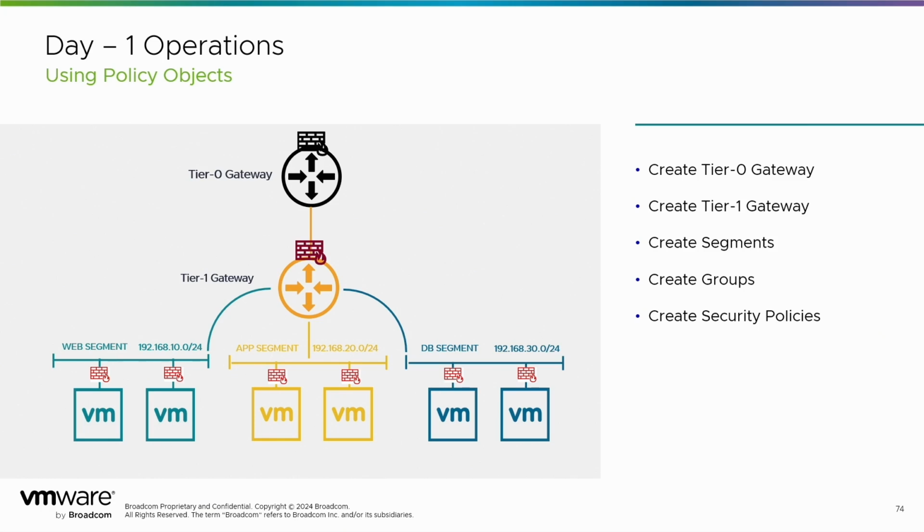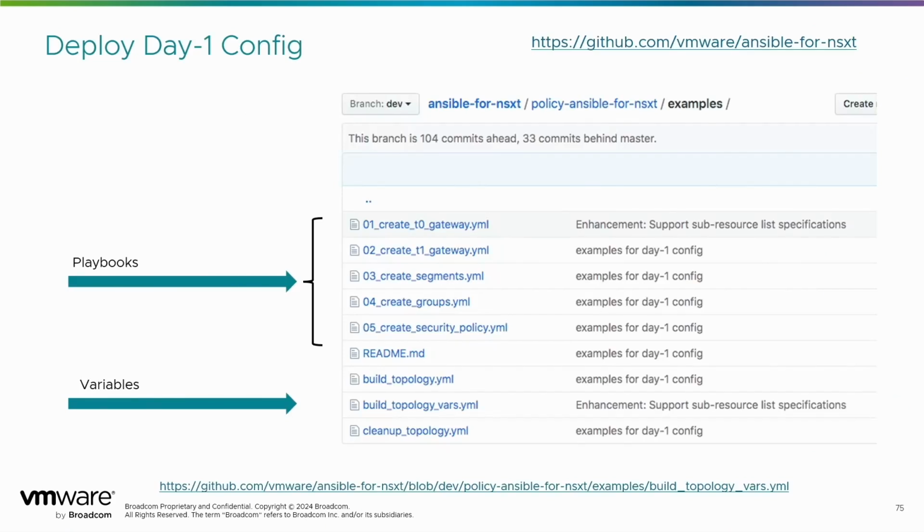So much like the Terraform workflow for day 1 operations, we can do the same thing with Ansible. We have the ability to create a tier 0 gateway, a tier 1 gateway. We can create segments, groups, and then finally security policy and rules. This example is also provided in the same GitHub, Ansible for NSX, and you can see the full playbooks and variables for each of the components.